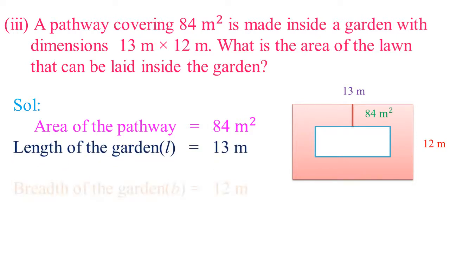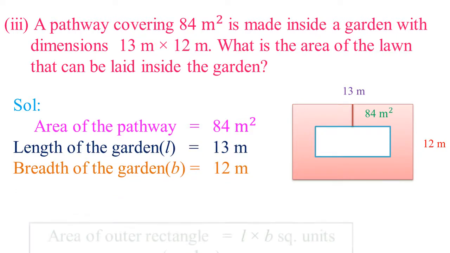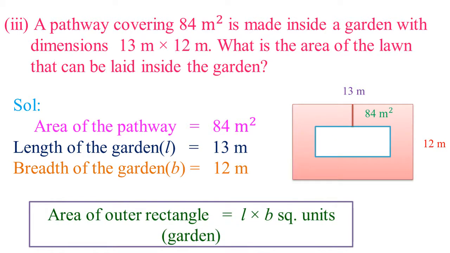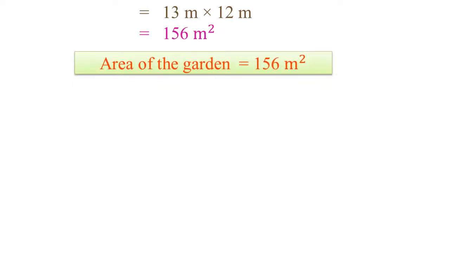Length of the garden L is 13 meter. Breadth of the garden B is 12 meter. Let's find area of the outer rectangle, that means garden. Area of the rectangle formula L into B square units. Area of outer rectangle, that means garden, L into B equals 13 meter into 12 meter. We have to multiply 13 meter and 12 meter, we get 156 meter square. This is the area of the garden, 156 meter square.